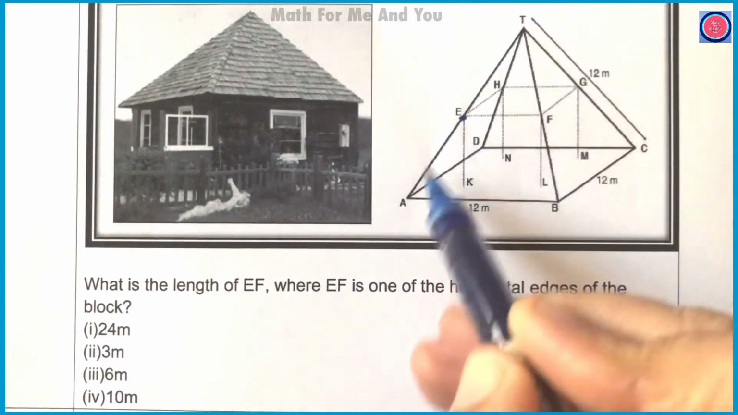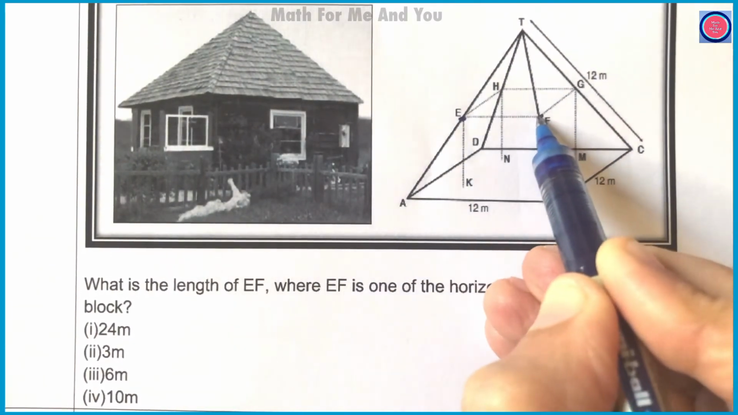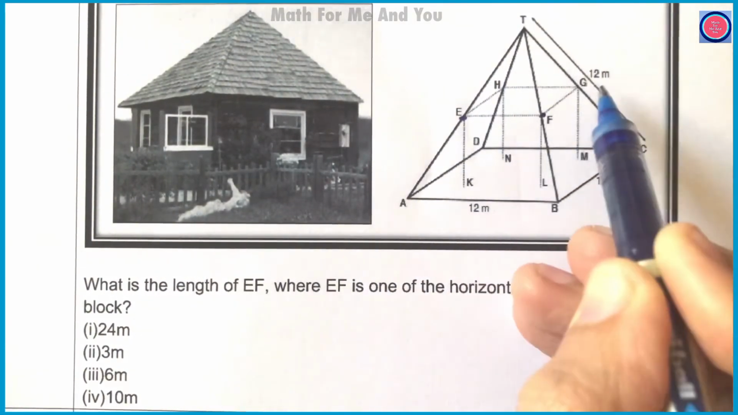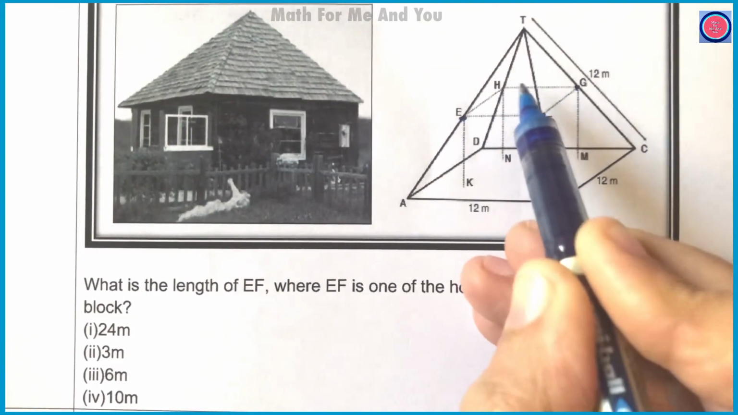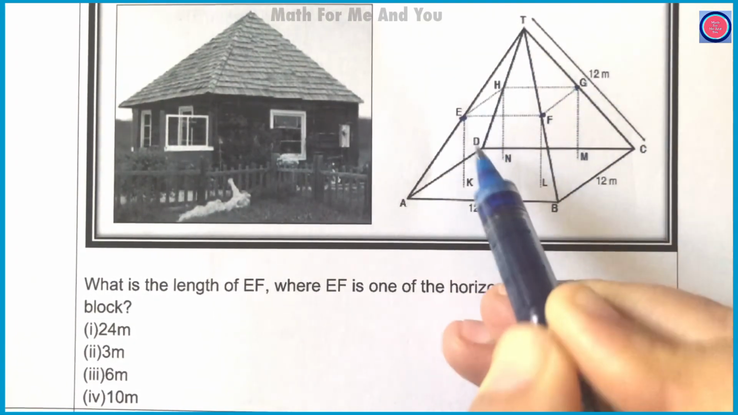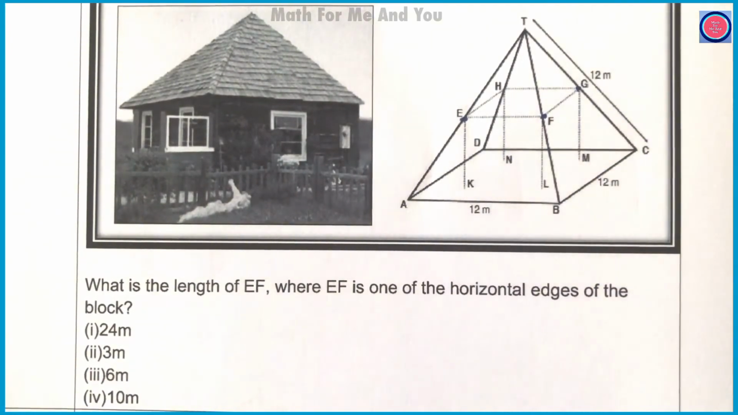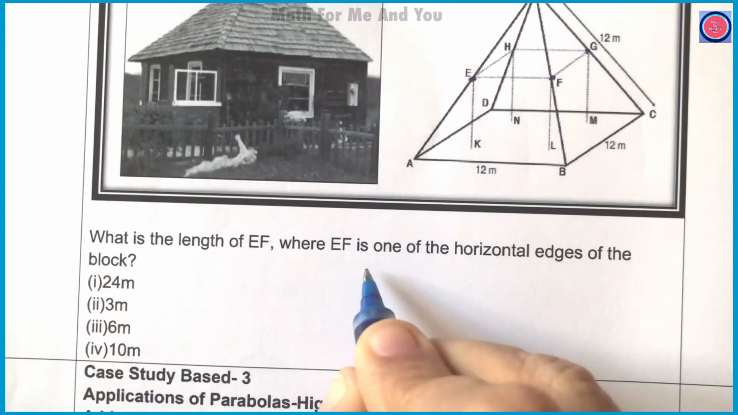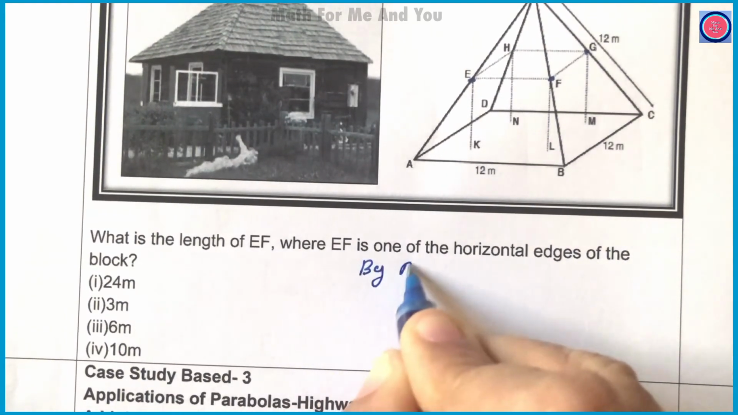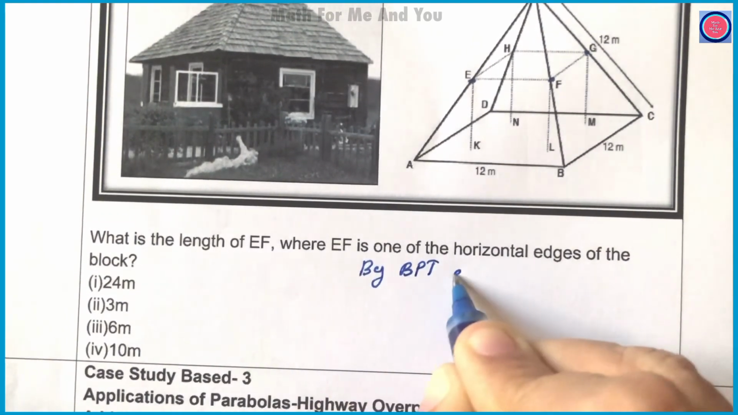It's given E is the midpoint of AT, F is the midpoint of BT, G is the midpoint of CT, and H is the midpoint of DT. Also it is given that the lengths of AT, AB, BT, all the sides are 12 meter. Now the question is, what is the length of EF? How can we find EF?